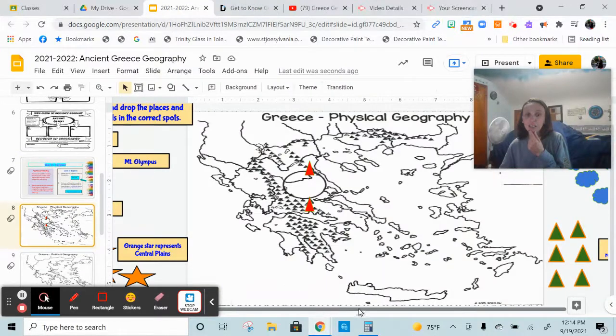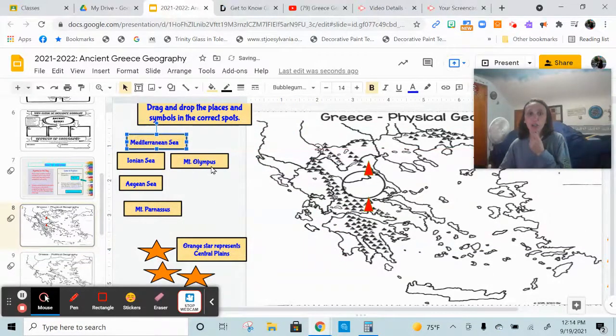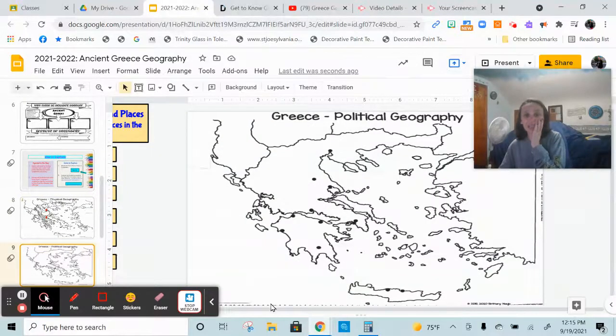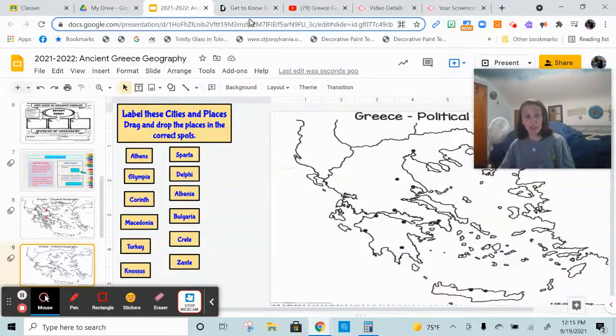So on the digital version, you're going to drag and drop the places and the symbols. So you'll click on Mediterranean Sea, you'll put Mediterranean Sea where it goes. You'll click on Mount Olympus, you'll put it where it goes. Your orange stars represent the Central Plains. So where you think the Central Plains are, you'll drag and drop it. Down here, if you scroll over, you have Athens, Olympia, Corinth, Macedonia, Turkey, Knossos, Zante, Crete, Bulgaria, Albania, Delphi, and Sparta. So you're going to drag them. You'll put them over here by the dots. So that's what the directions are.